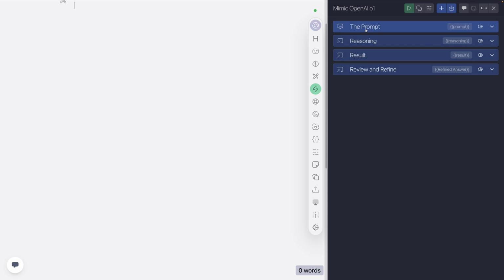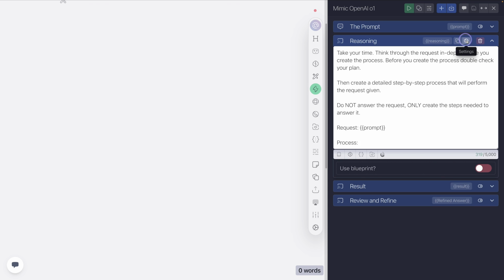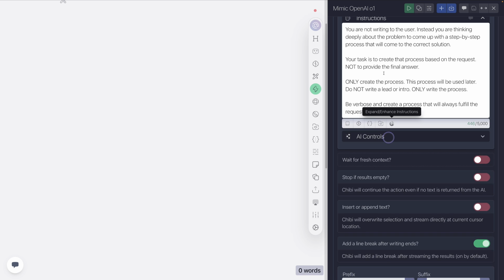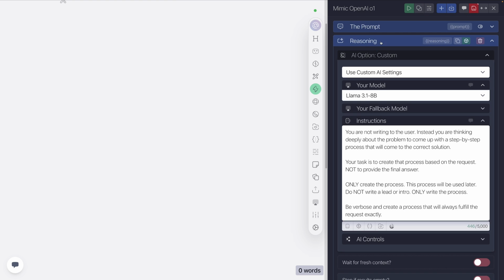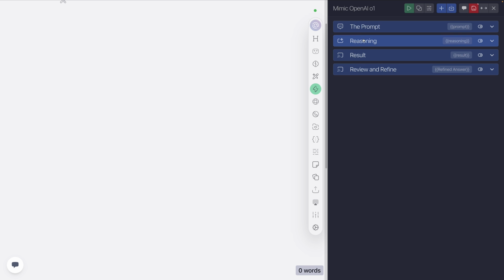All right. So what I want to do is change this up here a little bit. I don't want to see all the reasoning stuff anymore. So let's go ahead and change this to a run prompt. This is just a Chibi thing that makes it so that instead of writing all the reasoning out into the document, it just passes it to the next step. So that's just something a little cleaner.